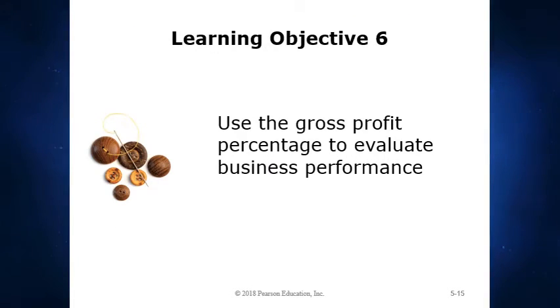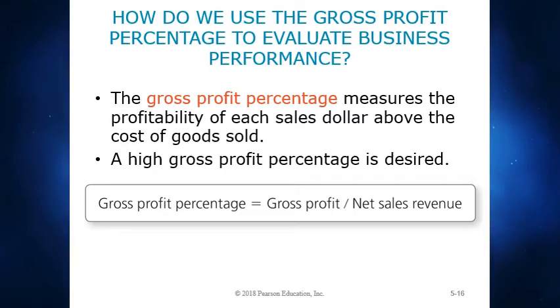Learning objective 6, we are going to use the gross profit percentage to evaluate the business performance. The gross profit percentage measures the profitability of each sales dollar above the cost of goods sold. So we look and we see, okay, how profitable is this business actually going to be? For each dollar that we sell, how much money are we actually making?